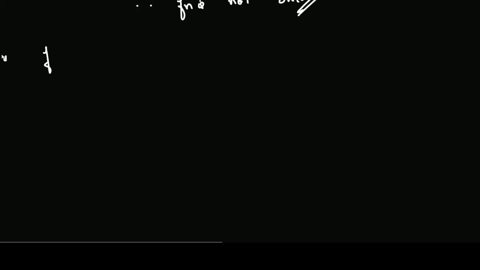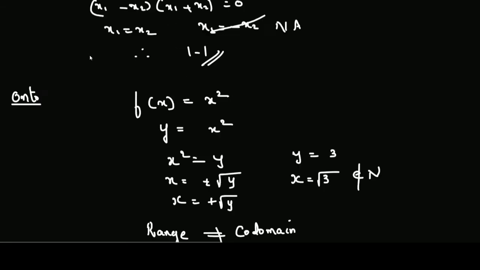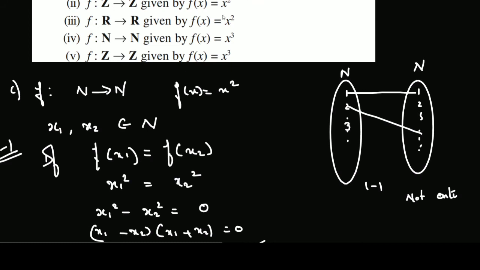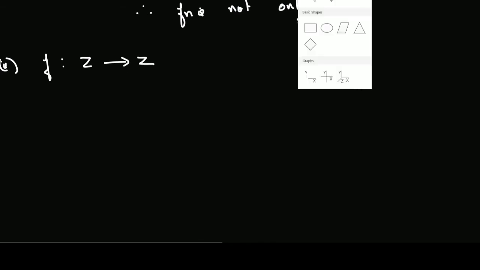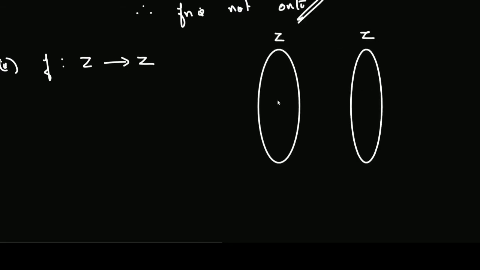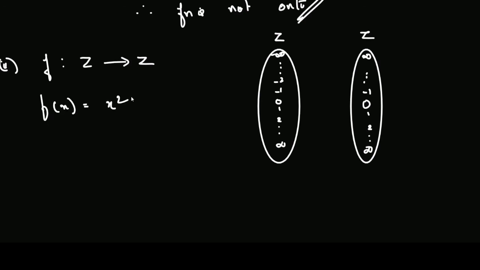The second part of the question: f is from Z to Z. Same question. You have to check whether it is injective or not. But the domain and codomain changed. The function is the same. F of x is from Z to Z, and the function f of x is x square itself. Now tell me if it is 1 to 1.